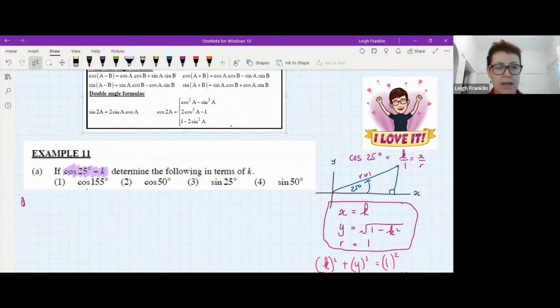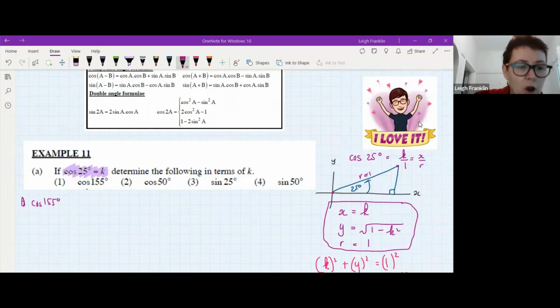Which quadrant am I in? Quadrant 2, absolutely. And that means that when I reduce cos 155, it's going to be positive or negative. Exactly, can you see? It's going to be negative. So it's very important that we write what we get when we've applied a reduction formula. You have to write here that this reduces to negative cos 25.